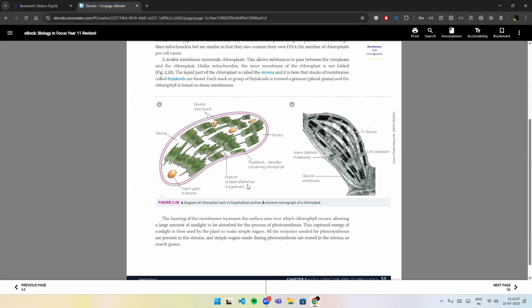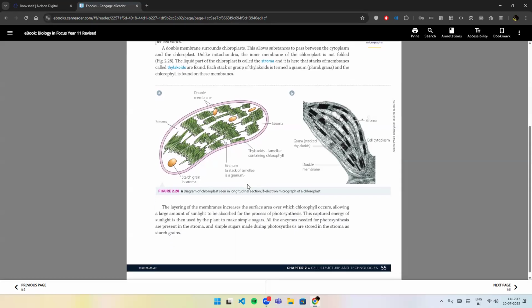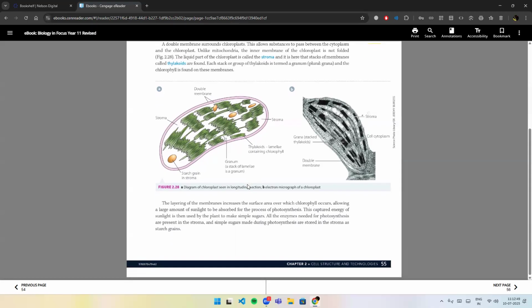A double membrane surrounds the chloroplast. This allows substances to pass between the cytoplasm and the chloroplast. Unlike mitochondria, the inner membrane of the chloroplast is not folded. The liquid part of the chloroplast is called the stroma, and it is here that the stacks of membranes called thylakoids are found. Each stack or group of thylakoids is termed a granum, and the chlorophyll is found on these membranes. The layering of the membranes increases the surface area over which chlorophyll occurs, allowing a large amount of sunlight to be absorbed by the process of photosynthesis.